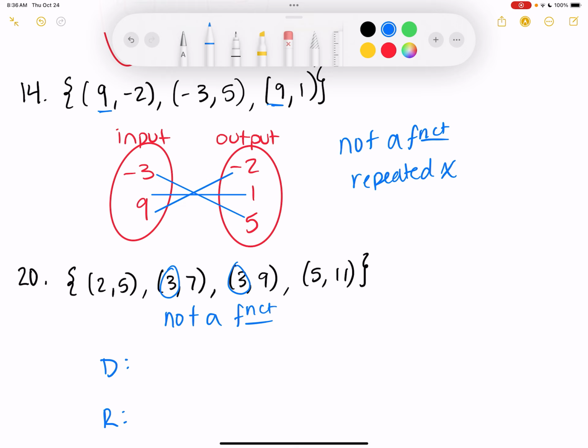So domain are x values. I don't write any repeats down. So I would have 2, 3, and 5. And then range is 5, 7, 9, and 11. So that's the y values. Oh, sorry.